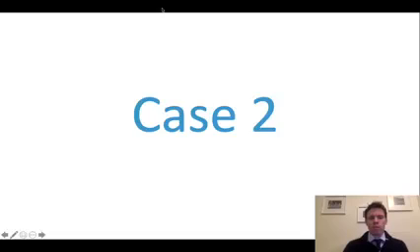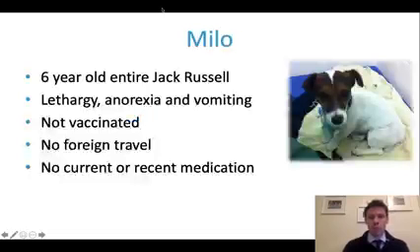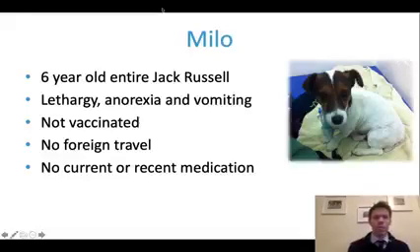Okay, so let's turn to a different form of jaundice, and this is a 6-year-old entire Jack Russell who presents with lethargy, anorexia and vomiting. Slightly longer history. This has been going on for about a week to 10 days prior to presentation. This dog hadn't been vaccinated, so can't blame that for what was going on, and hadn't been abroad, and had no current or recent medication.